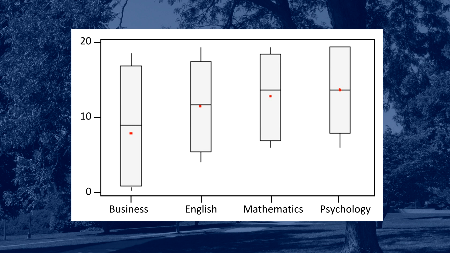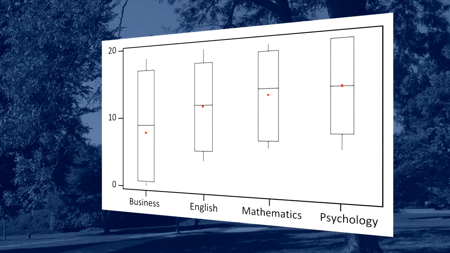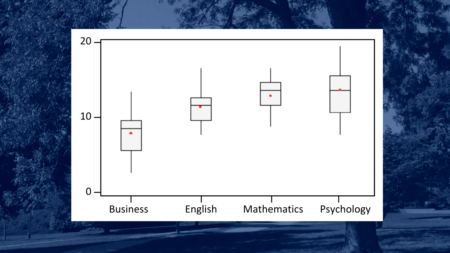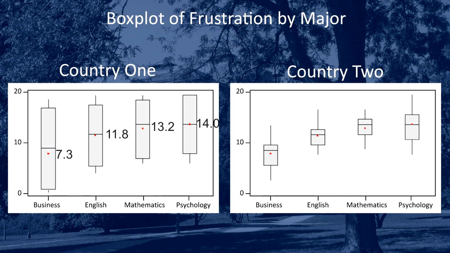The top of the line that sticks out of the top of the box plot and the bottom of the line that sticks out at the bottom of the box plot are the highest and lowest values. The red dot is the mean. The middle horizontal line is the median. You can see that each data set has the same set of means, and thus the same differences among them. That is, students in Country 1 and students in Country 2 both show data for 4 groups with the sample means of 7.3, 11.8, 13.2, and 14.0, indicated with red marks.